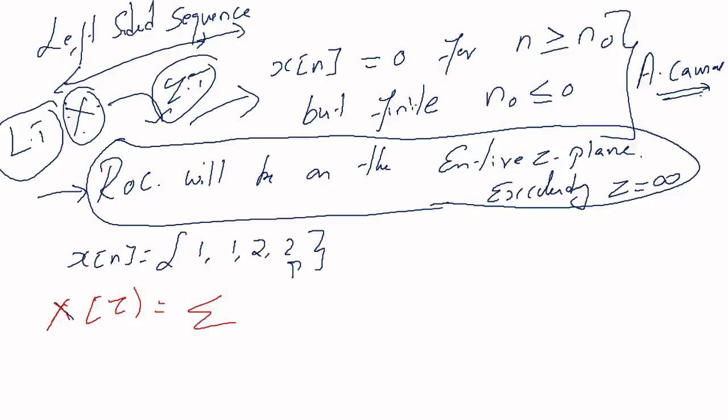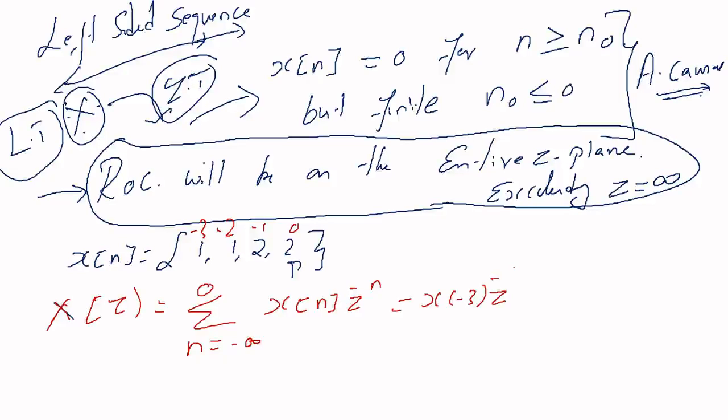X of z is equal to summation of n equal to minus 3 to 0 of x of n into z power minus n. This is 0, 1, 2, sorry, minus 1, minus 2, minus 3. So n equal to minus 3 to 0. How will you write this? How will you expand this?